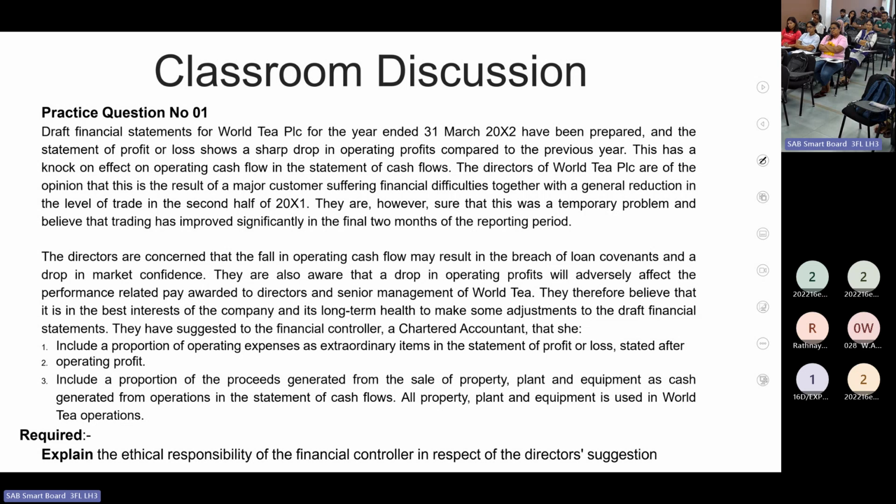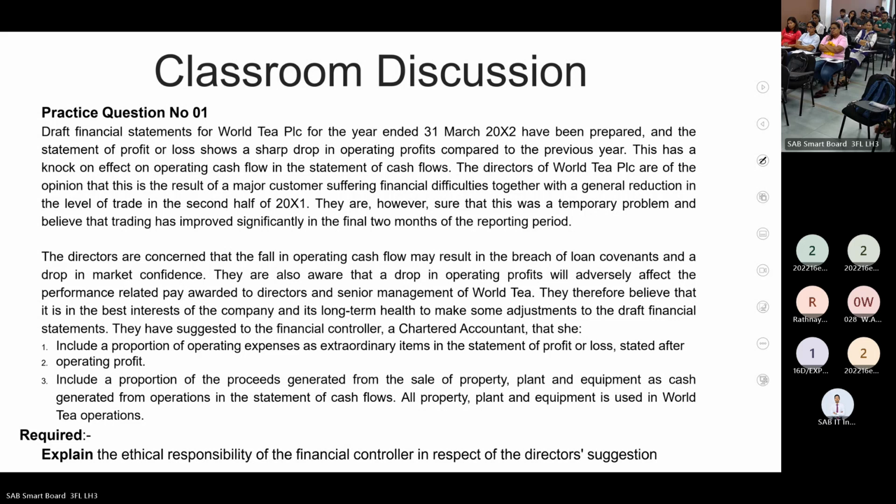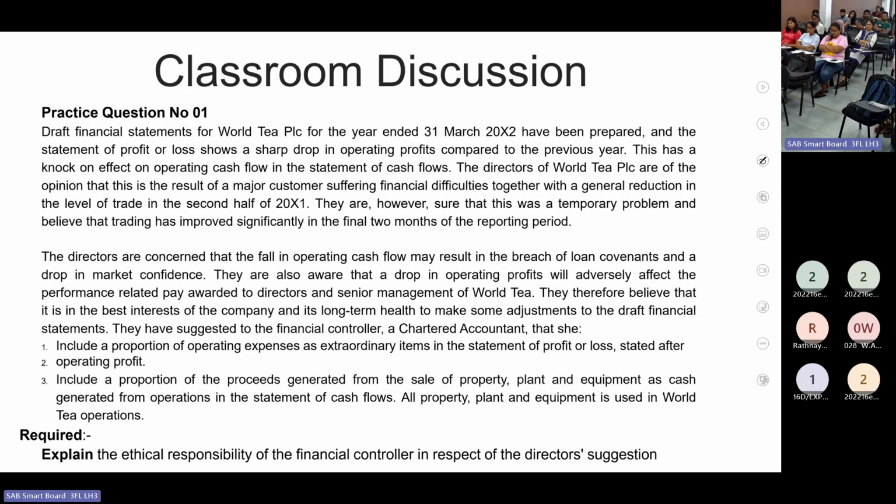Because of that, he is making some adjustments to the profit. That is the self-interest threat. Clear? Those are the two threats we can identify from this case study. So now we have identified the ethical threats. Then what are the fundamental principles we are breaching?